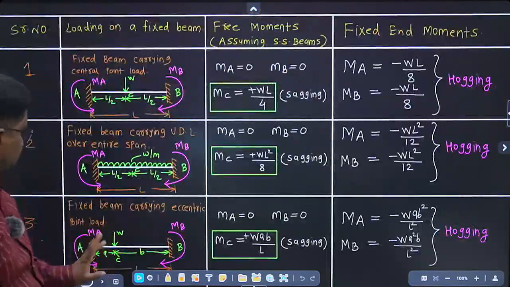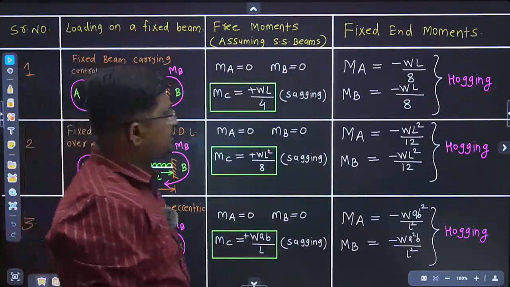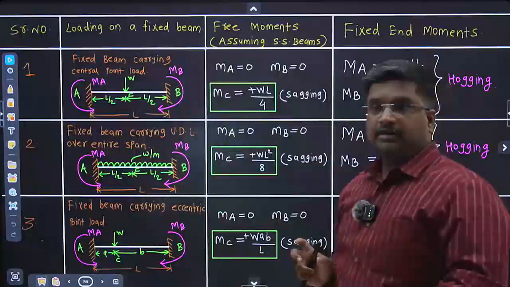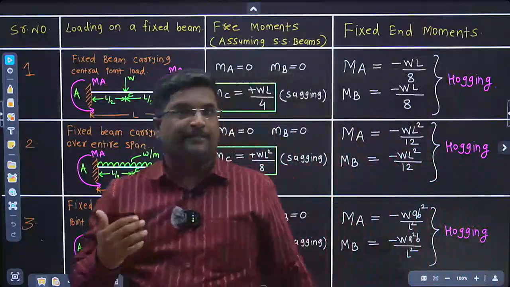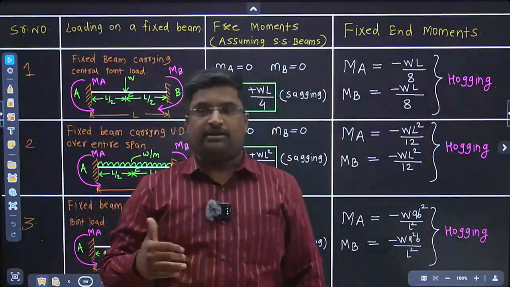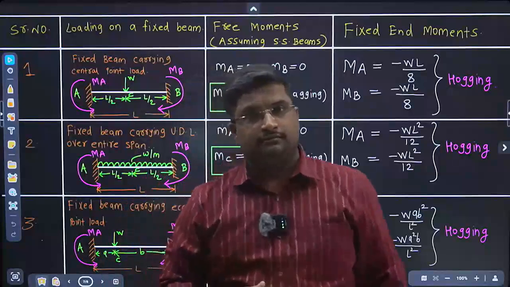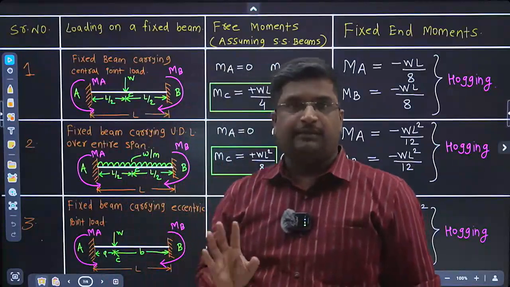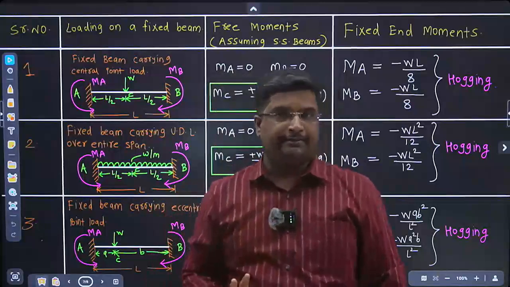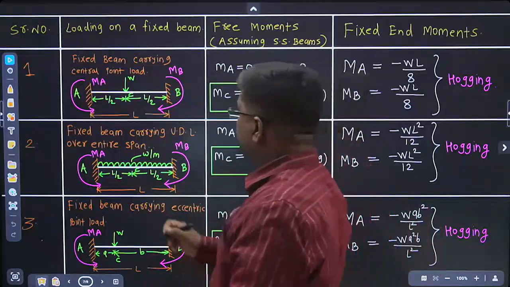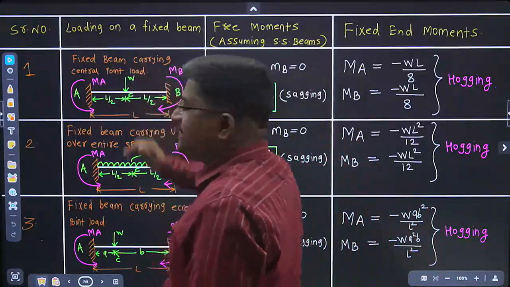Then this table is most important. These three cases are very very important. हे तुम्हाला 3 केसेस पुढच्या टॉपिकला पण लागणार आहेत. जो आपण आता थर्ड टॉपिक चालू करणार आहे कंटिन्युअस बीम, त्याला पण लागणार आहे, चौथा टॉपिक मोमेंट डिस्ट्रीब्युशन मेथड, त्याला सुद्धा लागणार आहे. Okay, so this is case number 1, fixed beam carrying central point load.